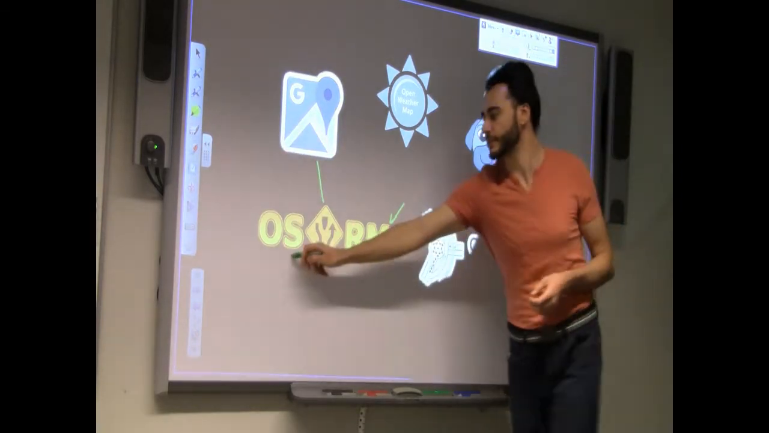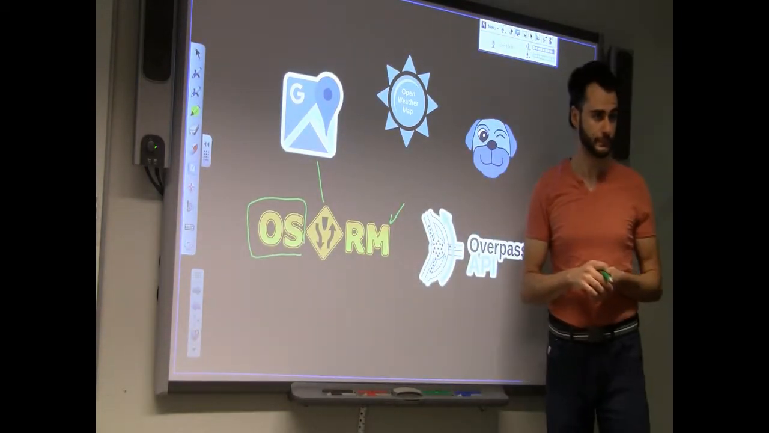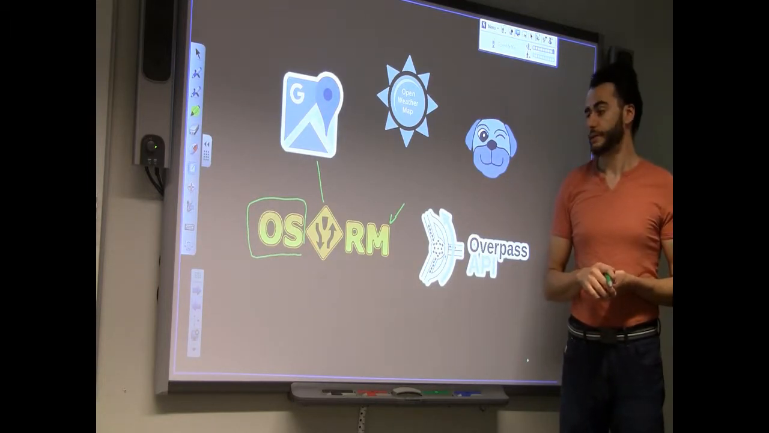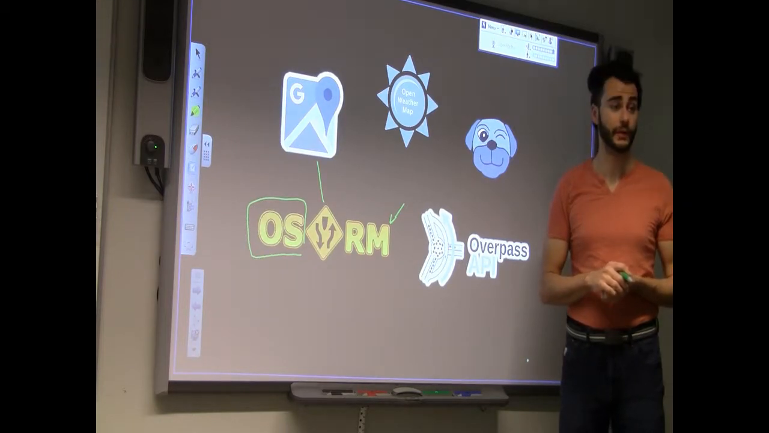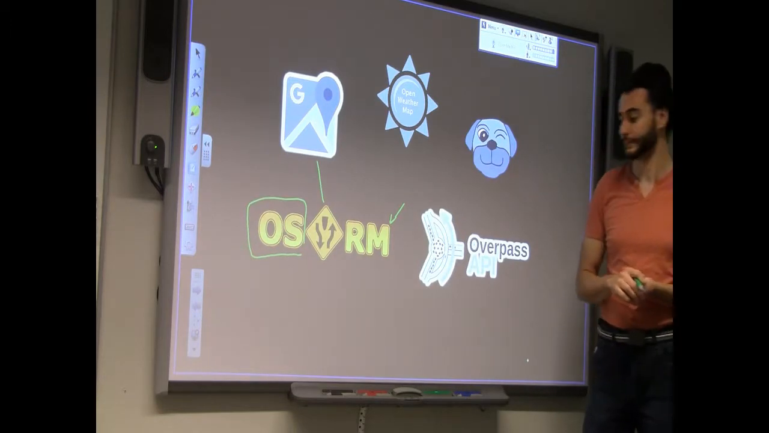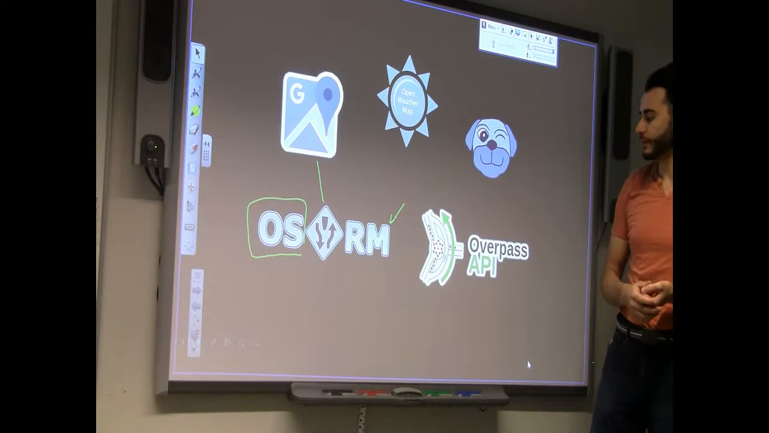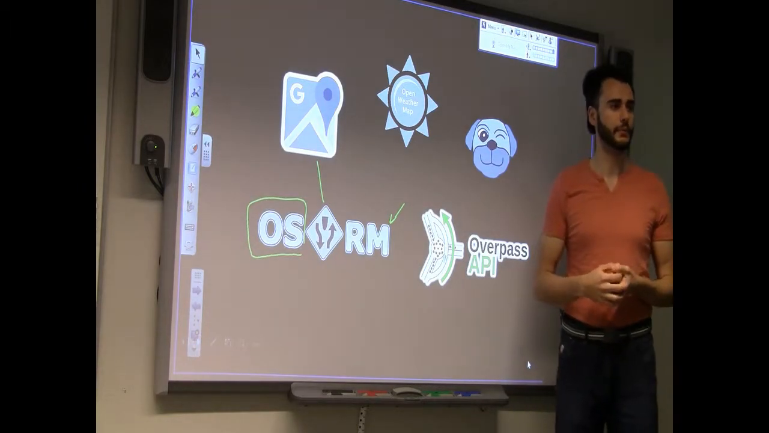Being open source, it also means that you can install it on your own server, so you have an unlimited number of calls. And it also means that you can look to see how it works if you're interested in these kinds of algorithms. And finally, we will look at the Overpass API, which is something from OpenStreetMap.